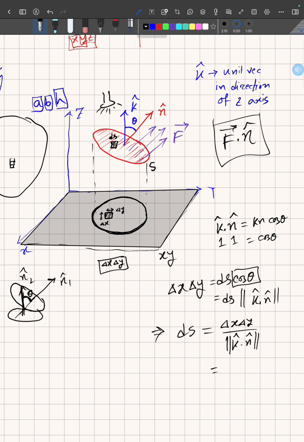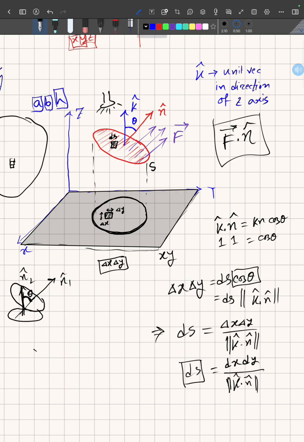Now let's say that this del is very small. We can convert this del with d. So dx dy divided by the magnitude of k dot n. As you can see here, we just converted our one parameter into two parameters, one variable parameter into two variable parameters. How will this help in our future steps?